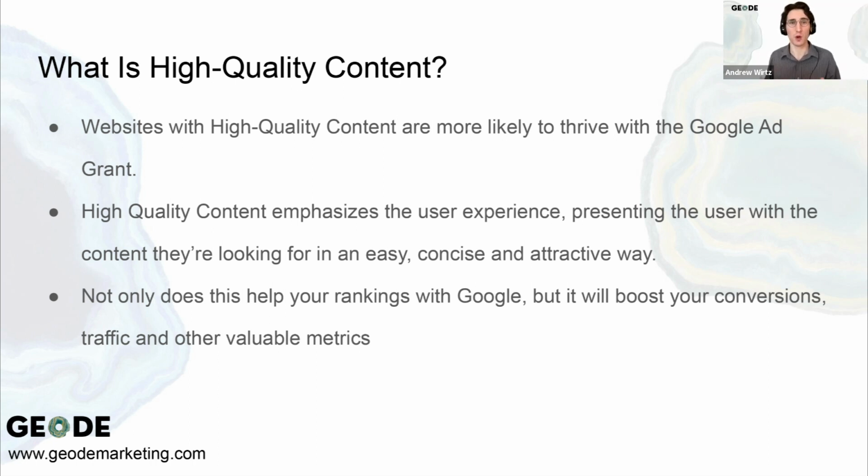So what is high quality content for Google Ads? It emphasizes the user experience, presents the user with content that they're looking for in an easy, concise, and attractive way. So that's, again, making sure that they don't have to scroll through a list of questions and answers on a frequently asked question page to find what question they're looking for, making sure it's in the title of the blog that you send them to or the landing page.